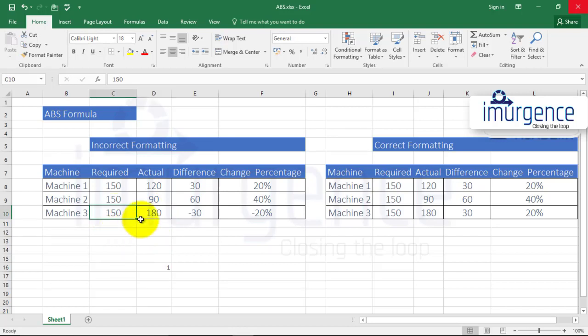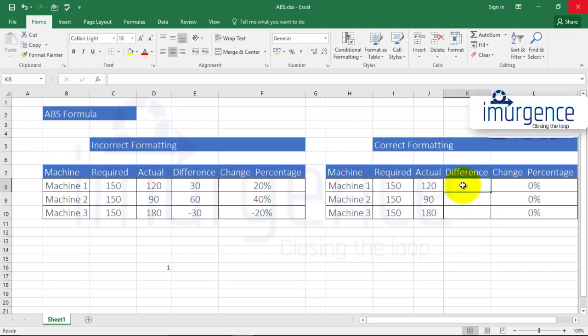All right. Now, in your case, you only wanted to see what the difference was. You didn't want to see the negative or the positive. So when you try to calculate the percentage, this percentage showed a negative sign with it. However, this one doesn't show that negative symbol, but it's the same formula. Why? Because we use the ABS formula to calculate it. And we use the ABS over here. Let me show you how.